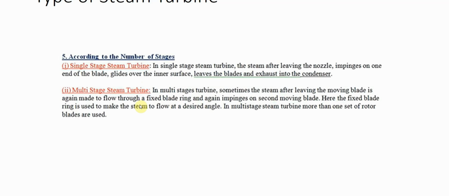And the fifth category to categorize the turbines is according to the number of stages. For example, single stage steam turbine, the name shows that this will be single stage, and multi-stage steam turbine, the stages will be multiple.